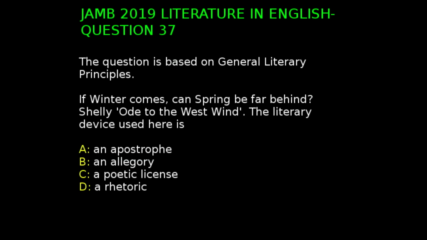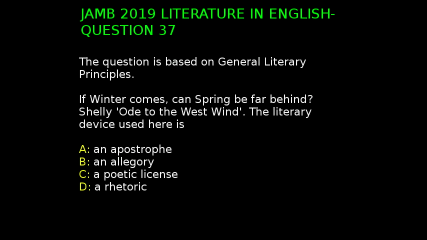JAMB 2019 Literature in English question 37. This question is based on general literary principles. "If winter comes, can spring be far behind?" Shelley, Ode to the West Wind. The literary device used here is, the options given are A. An apostrophe, B. An allegory, C. A poetic license, and D. A rhetoric. The correct answer to this question is B.